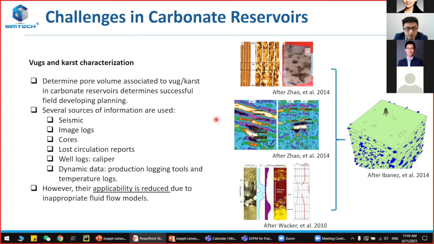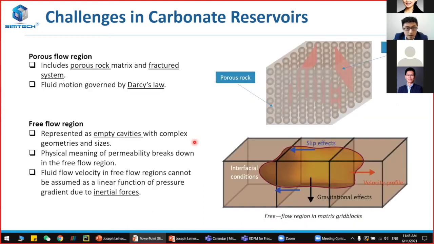Okay, let's continue. Sorry for those inconveniences. As I said, the applicability is highly reduced because of the inability of reservoir simulators to handle free flow. Now let's move on to the other challenges that we have: the porous flow region and the free flow region. In this plot, we can see that the porous system and the fracture system are combined in this way, and the flow motion will be governed by Darcy's law.